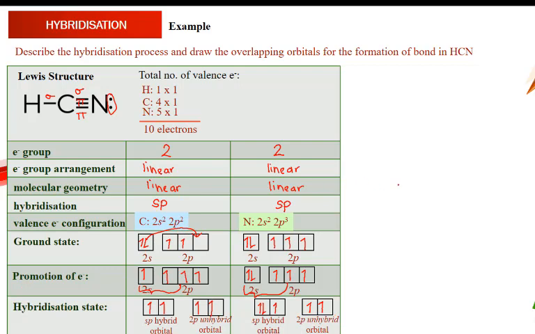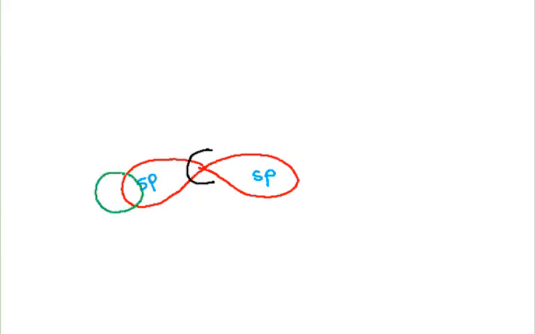Now, let's draw the orbital overlapping diagram. The sp hybridization has linear arrangement. First, draw hybrid orbital of sp and label each of it. The C-H sigma bond is formed when sp hybrid orbital of carbon is overlapping with 1s orbital of hydrogen and the C-N sigma bond is formed when another sp hybrid orbital of carbon is overlapping with sp hybrid orbital of nitrogen.